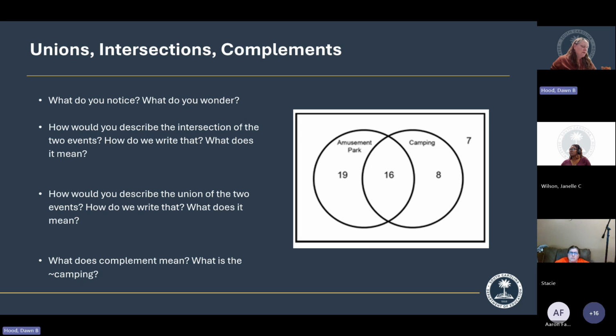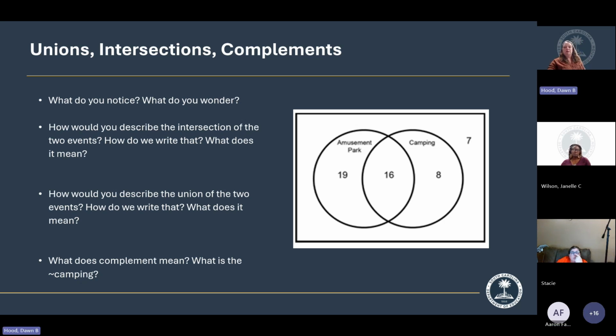So in the intersection, we said that the 16 means that there are 16 students that would prefer a vacation at an amusement park and a camping vacation. So together, that is our piece that's together. And then the union is 43 outcomes. That means there are 43 students who prefer an amusement park, camping, or both, the total number in the Venn diagram itself. So what does that 7 off to the side mean?